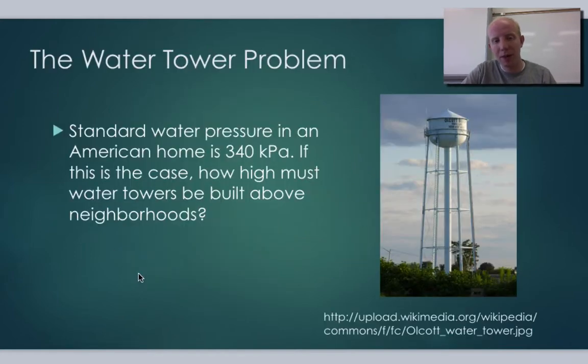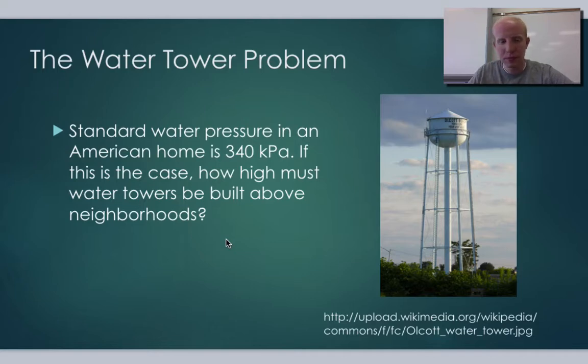This is a common problem. So a practical application is, you don't see these around Utah as much, but in places like Kansas and the flat areas of the Midwest, they have to build water towers to provide water pressure. Here we just put the reservoirs on the mountains and we get water pressure. But over there we have to build them up in the sky so we can get some water pressure to people's houses. Standard water pressure in American homes is about 340 kilopascals. If this is the case, how high do these water towers have to be?